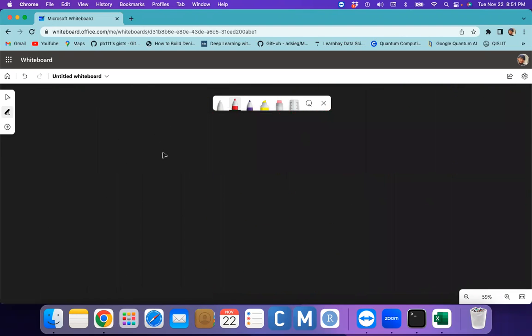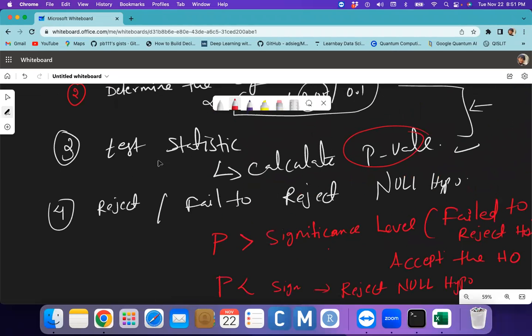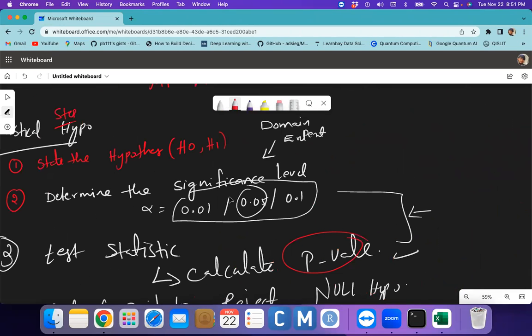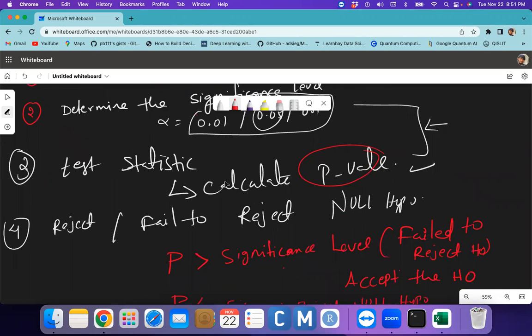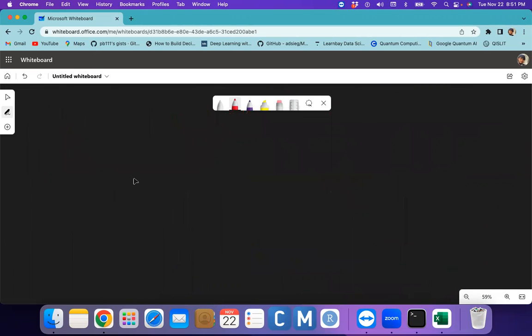So these are the things we need to remember, guys, when doing a statistical test. Here, regarding the test statistic, how can we calculate this? I already told you the significance value is given by the domain expert, and we need to state the hypothesis based upon the problem statement. But here we have to calculate the p-value, depending upon the test statistic. There are different kinds of statistical tests.